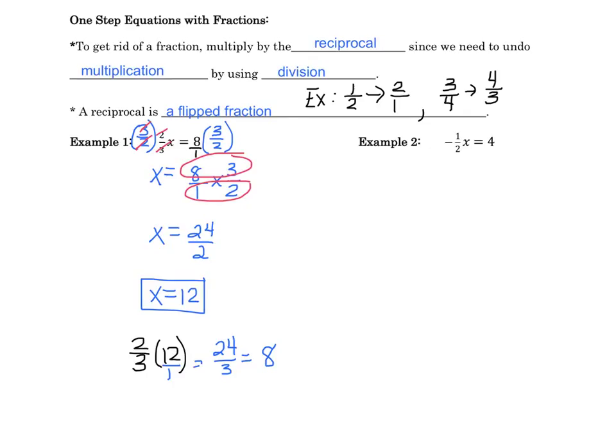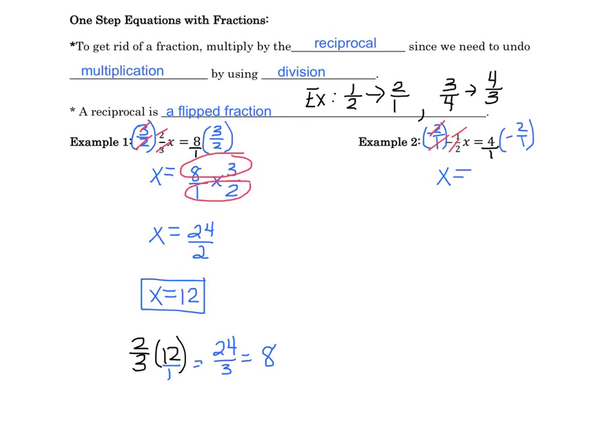Let's do example 2 together. We have -1/2 x equals 4. So we're multiplying by a fraction, therefore we need to use the reciprocal to undo it. So we're doing -2/1, multiplying that on both sides. And these are going to cancel. The 2's cancel and the 1's cancel. So you're left with x equals. We have a whole number 4, and you're going to put that over 1.